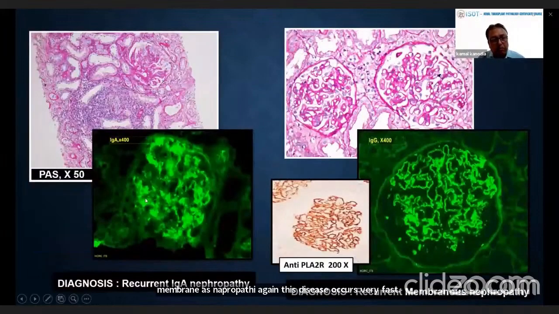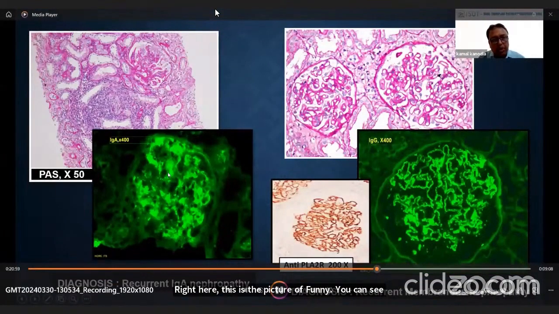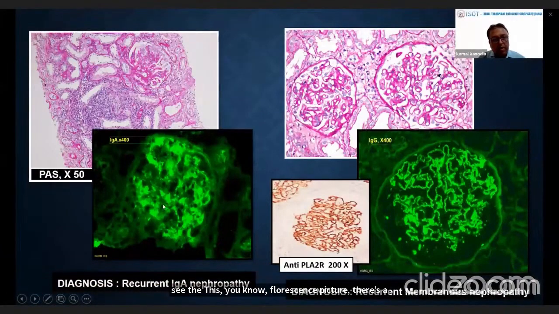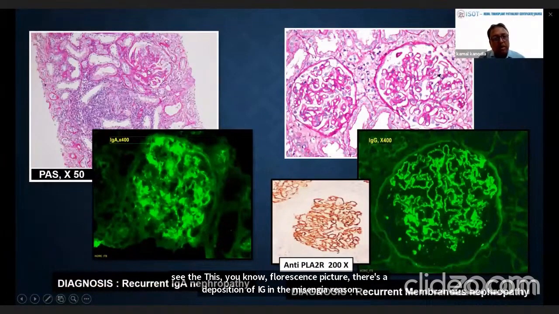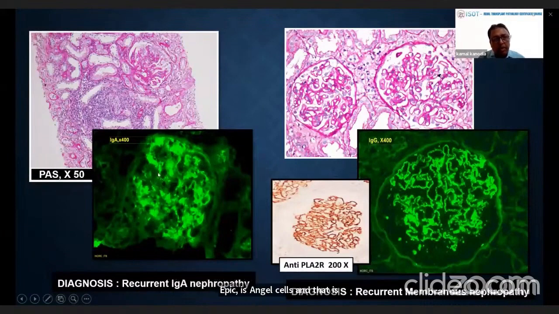Here is a picture of recurrence of IgA nephropathy. You can see this immunofluorescence picture. There is deposition of IgA in the mesangial region, with an intensity of almost 3 plus. Histologically, you can see proliferation of mesangial cells, and there is FSGS. So this picture suggests recurrence of IgA nephropathy.